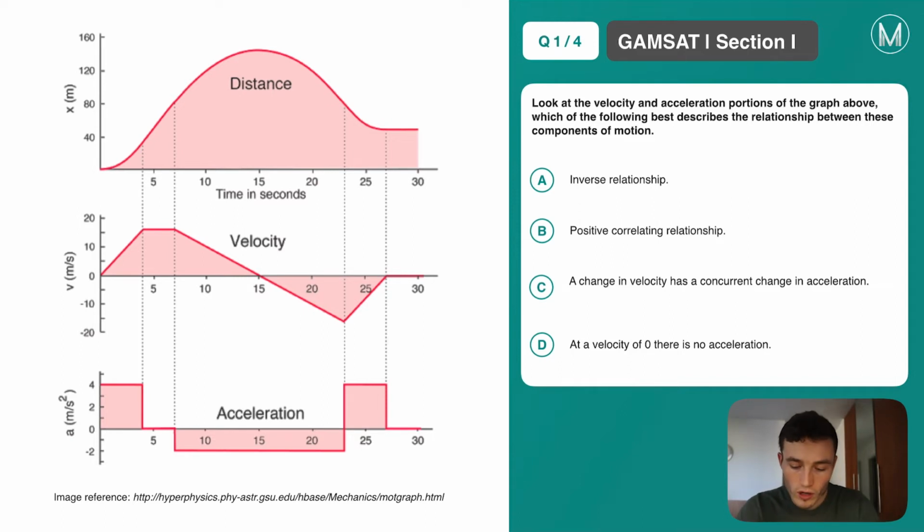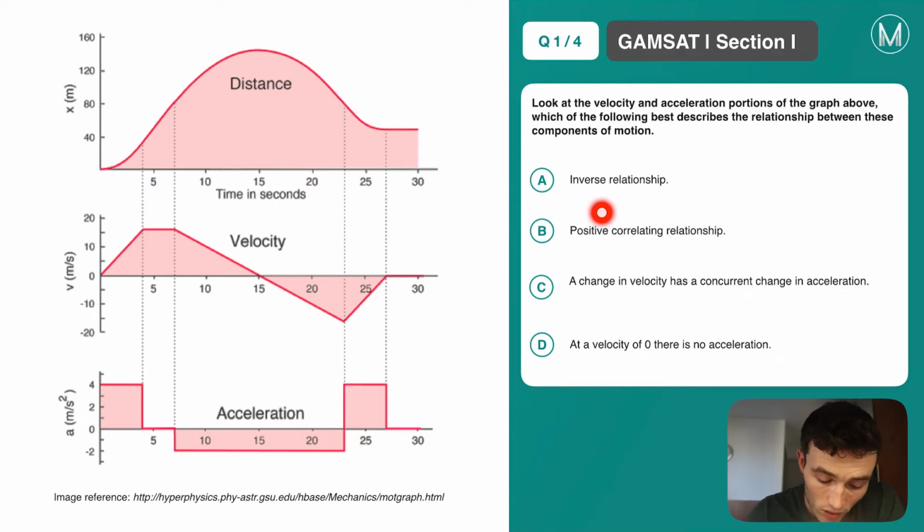And so what is the relationship, right? So is there an inverse relationship between the components of motion? So between velocity and acceleration? Well, again, if you understand these topics, then you won't have an issue, right? Here's my acceleration graph. Here's my velocity graph. And actually, I can already tell straight away, is there a positive correlating relationship, which is B, for example.